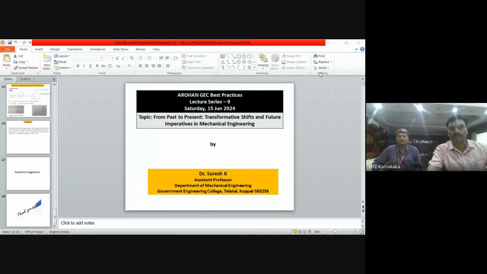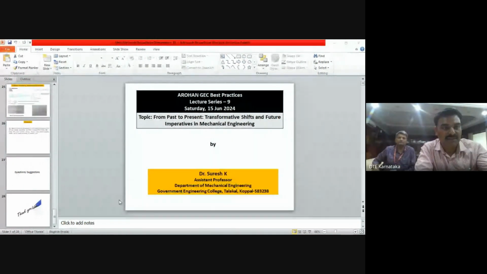Here is the brief introduction of the speaker. Dr. Suresh K is the assistant professor in the Department of Mechanical Engineering, Government Engineering College, Talkal. He has his PhD from Indian Institute of Technology, Madras, in the year 2020. He had his post-graduations in BDT, Davangere. He had his undergraduate at the Ballari Institute of Technology, Ballari.